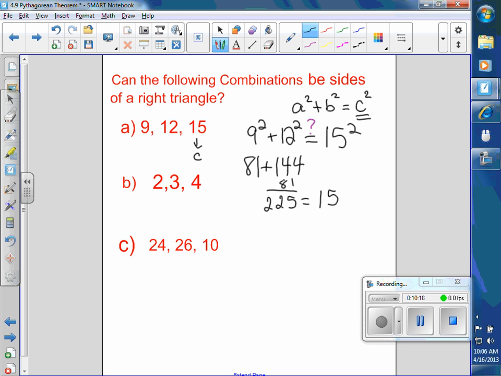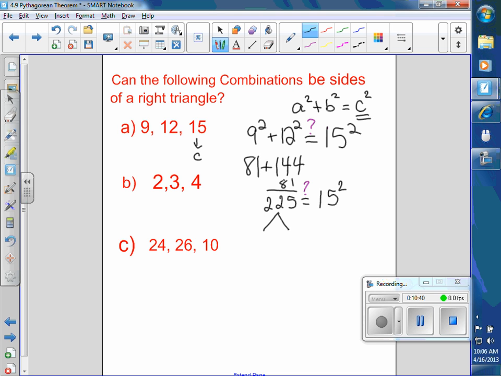And remember, Matthew said his teacher made him memorize these. This kind of test is easy for him, because he has these memorized. Perfect squares to 25 is going to make your life easier. Because guess what? You're not going to get a calculator when you take a test on this. So it's true. He's correct. These are equal.